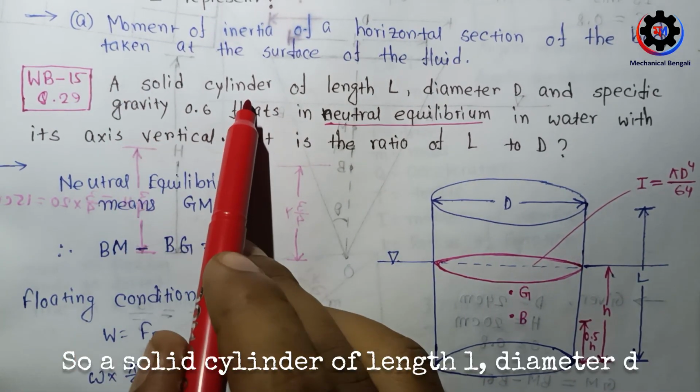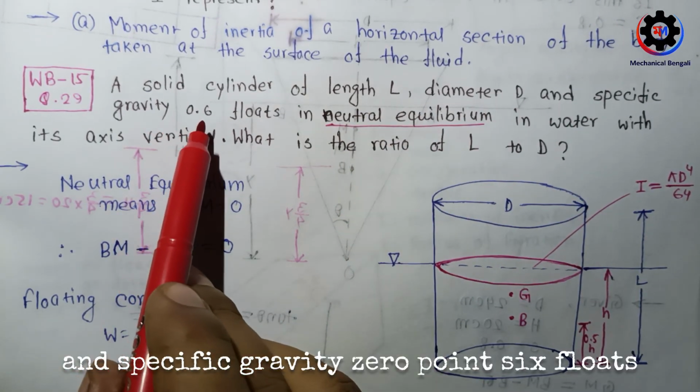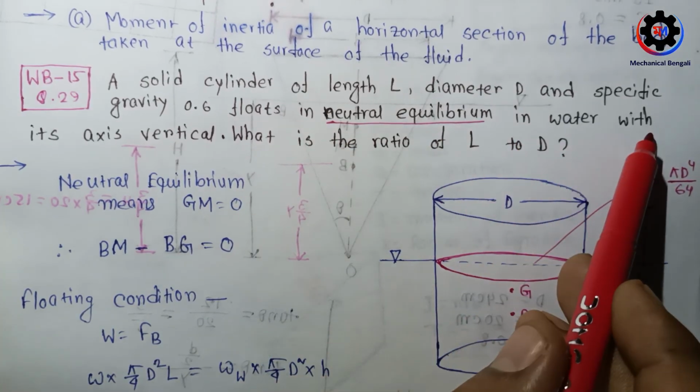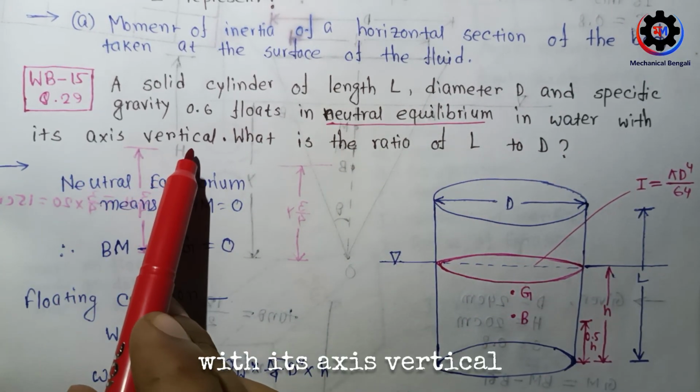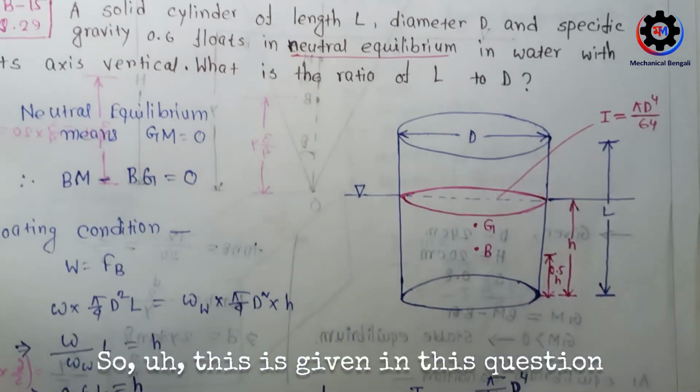So a solid cylinder of length L, diameter D, and specific gravity 0.6 floats in neutral equilibrium condition in water with its axis vertical. What is the ratio of L to D? So this is given in this question.